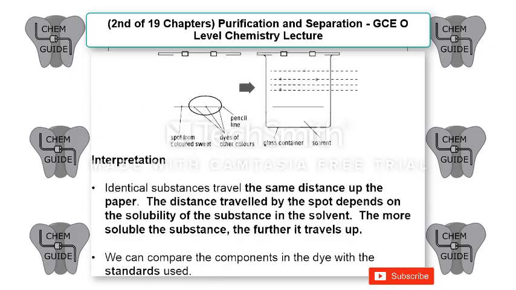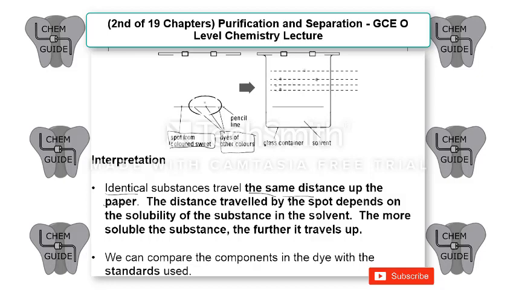Okay, so this is the more important part. How do we interpret this data? The key thing is the same substance will travel by the same distance up the paper. The same substance will travel up the paper by the same distance. So let's say I have this spot from a colored sweet, and it gives me 1, 2, 3 spots here, and I have 3 other spots which I confirm are pure.